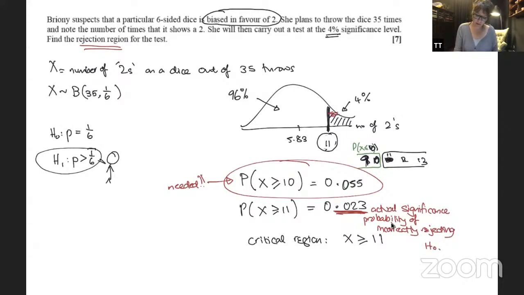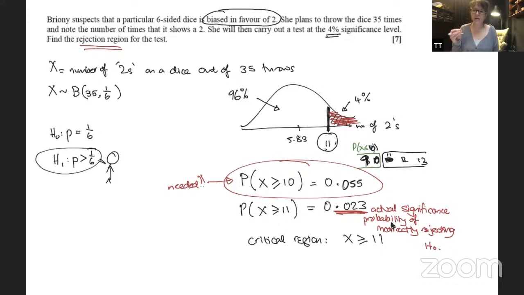So anything up here, 11 or more, we're going to reject H0, but we might be wrong. It might have been a fair dice all along. Poor little dice, totally fair. You roll it 35 times, flukily, you get 11 twos, but it's just a fluke because flukes happen. And then because you got 11 twos, you're thrown in the bin as a biased dice. You weren't biased at all.